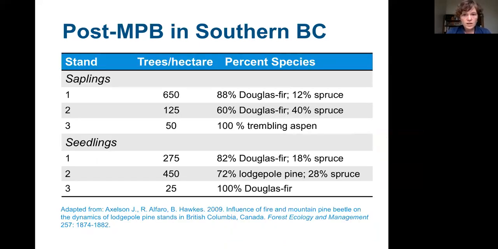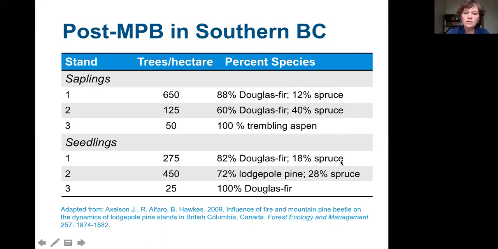So what we see here is our saplings and our seedlings. These are our small trees that are the youngest trees in the stand. Between these different stands that we sampled, there's a huge variety of what is coming up in terms of its density, so trees per hectare, and the percentage of species that occupy the area. The take home is that in all of our saplings, they almost all are Douglas fir and spruce, in this case, or trembling aspen.